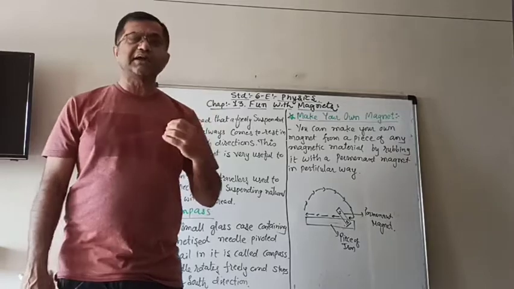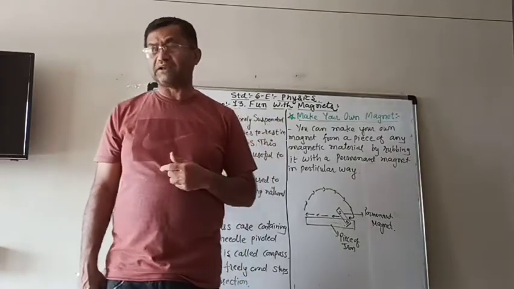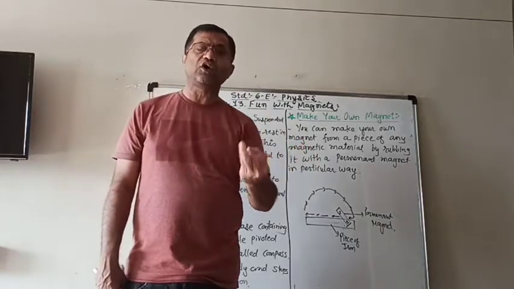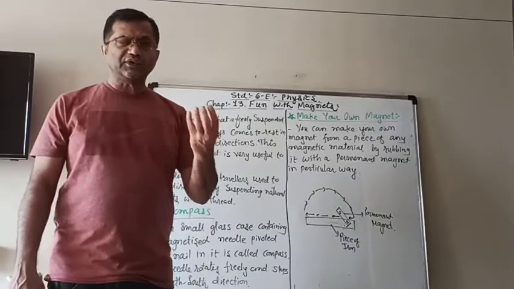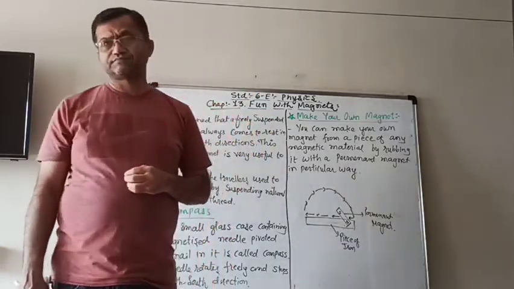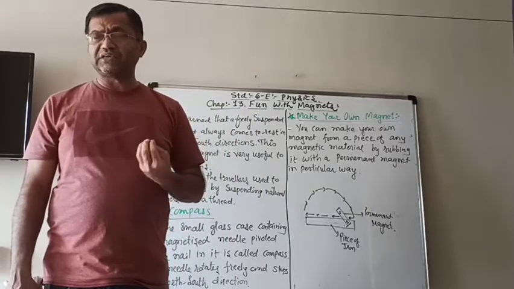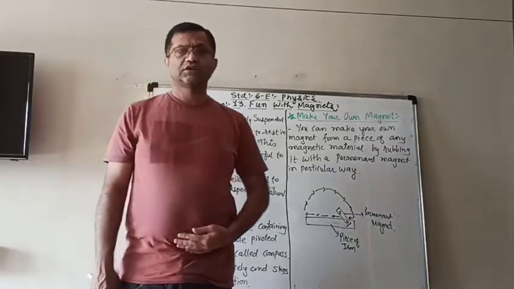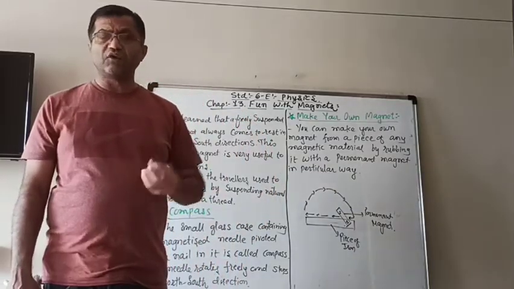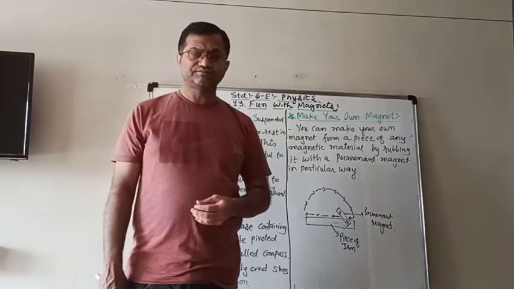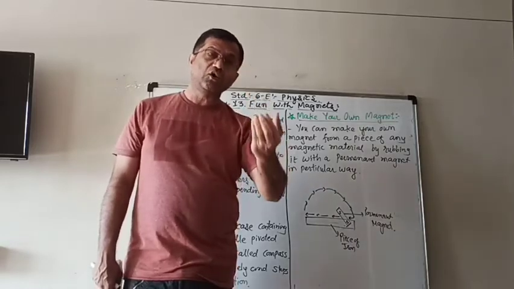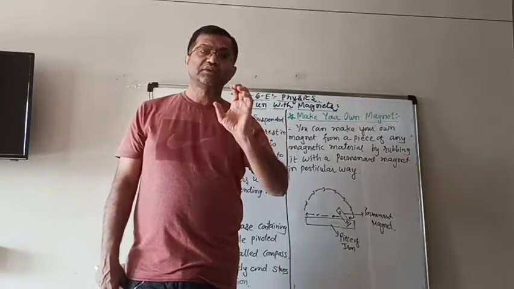Now, magnets can be made from a magnetic material. You know that magnetic materials are like iron, cobalt, or nickel. So, from a piece of iron also, you can make a magnet. And as I told you, there are so many methods to make artificial magnets. So let us understand a very simple method that you can use to make your own magnet from a piece of iron.